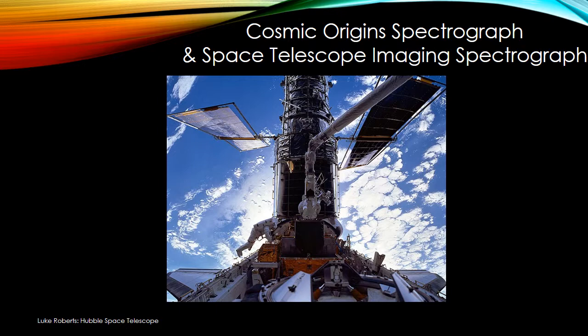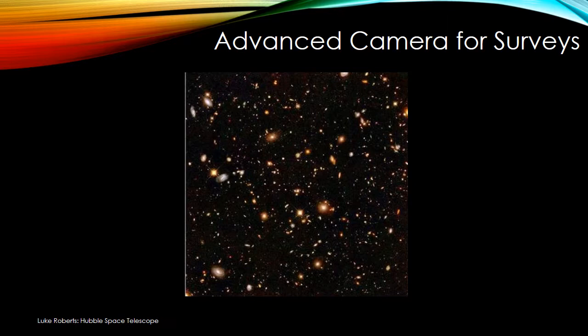The Space Telescope Imaging Spectrograph, or STIS, operates with ultraviolet, near-infrared, and visible light, and is known for hunting black holes. The STIS is no longer in operation, but when it was, it was able to map out larger objects than the COS, such as galaxies.